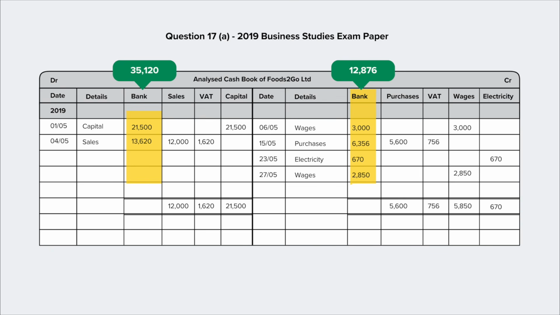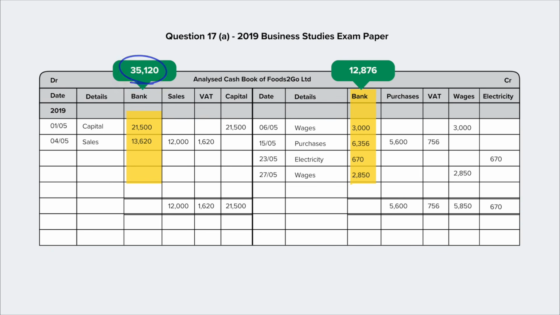I've got mine highlighted in green here. You can write them off the side of your page, or what I like to do is just add them above the bank column so I know what belongs where. So again, total on the debit side, the left hand side, is 35,120. Total on the credit side, the right side, is €12,876. The goal here is to make our books balance, so the totals on both sides should be the same.